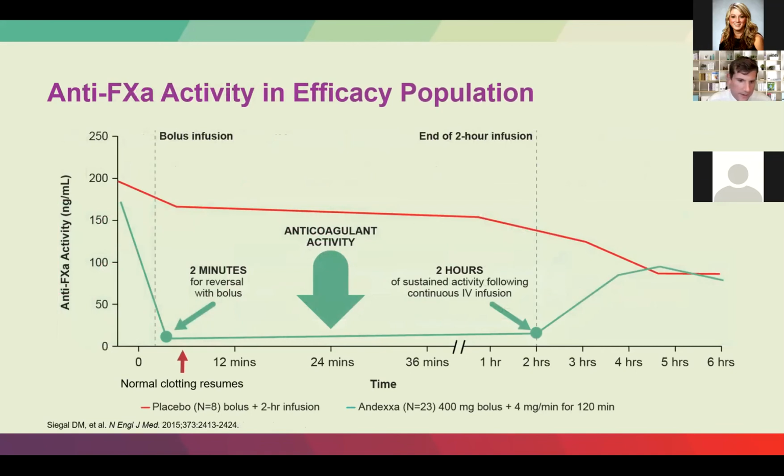I mentioned before this graph of factor 10A activity and what happens to it when you get the initial bolus and infusion of andexanet alfa. If you look at the green line, when the bolus is given, factor 10A activity rapidly decreases and then stays low, and then there's a 2-hour infusion. Once that infusion stops running, you can see that the activity rebounds up. The red line is placebo, right? And I mentioned before that these drugs are metabolized and excreted over time as well, so you'd expect that red line to drop off as well, just with no treatment.